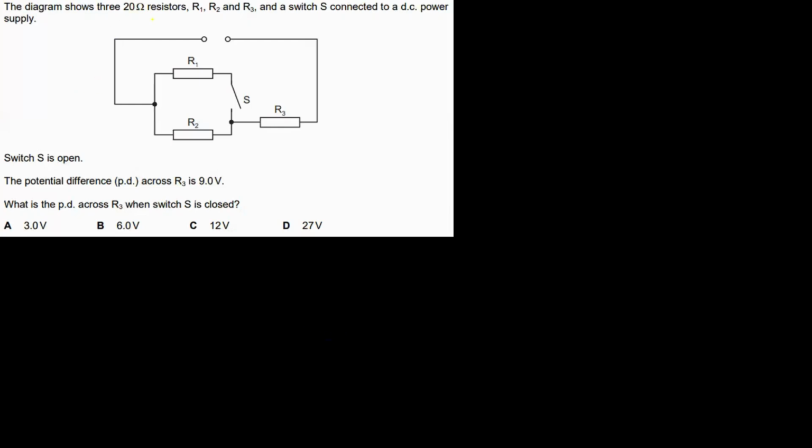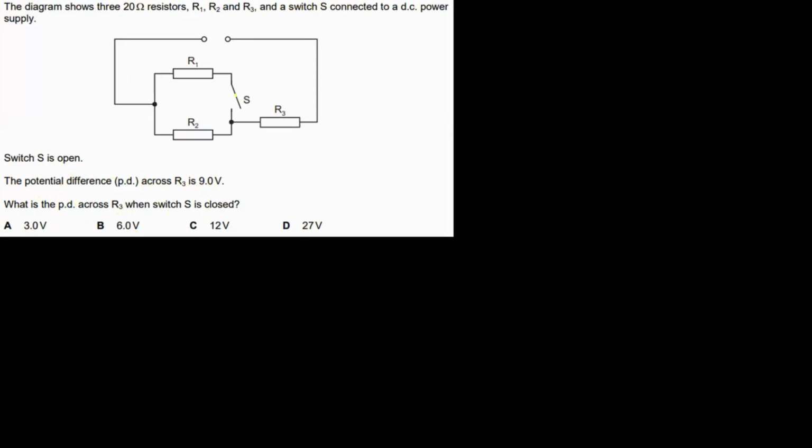The diagram shows three 20 ohm resistors R1, R2, and R3, and the switch S connected to a DC power supply. When switch S is open, the potential difference across R3 is 9 volts. What is the potential across R3 when switch S is closed?